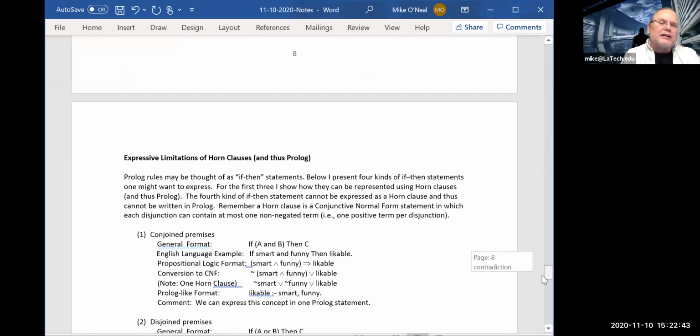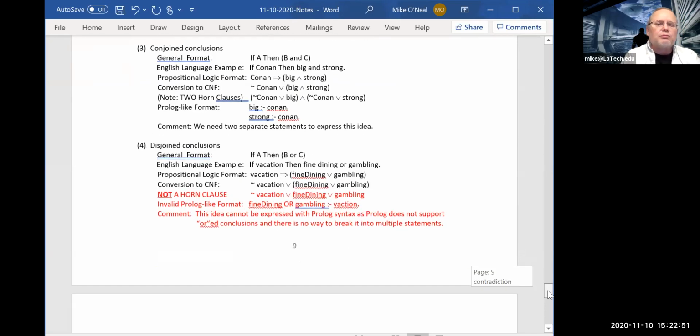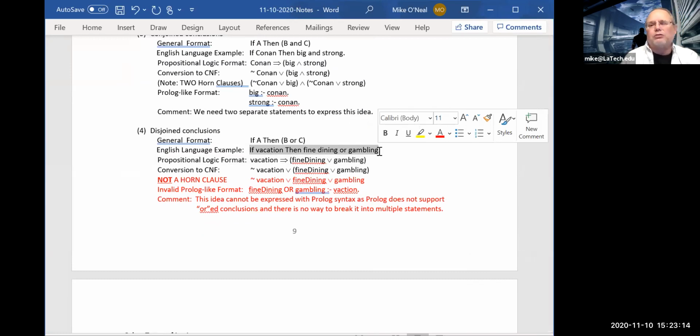Now, I started talking about the expressive limitations of Prolog, and I'll jump down to the last case, which I said you can't do in Prolog. You can't have disjoined conclusions. Prolog cannot express something like, if A, then either B or C is true. So I cannot say something like, if I'm going on vacation, then I will experience fine dining or I will gamble. Notice I didn't say and. I didn't say I'd do both of those things. This is trying to say you're going to do one or the other.